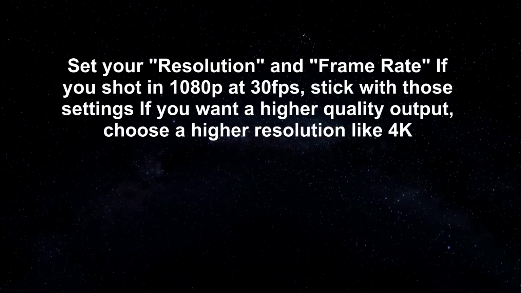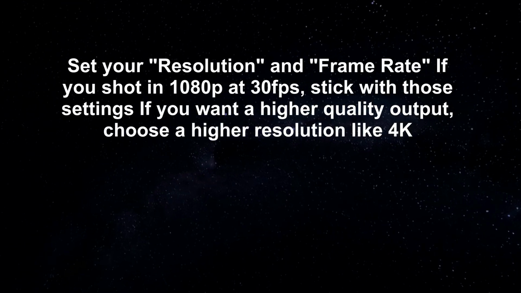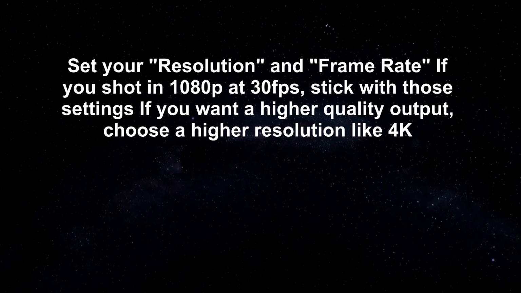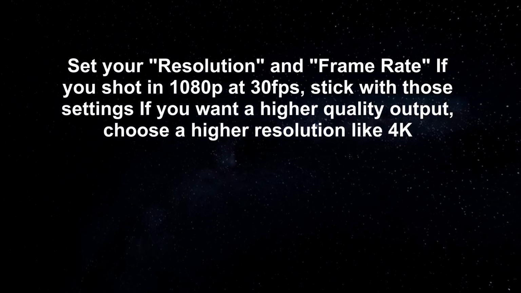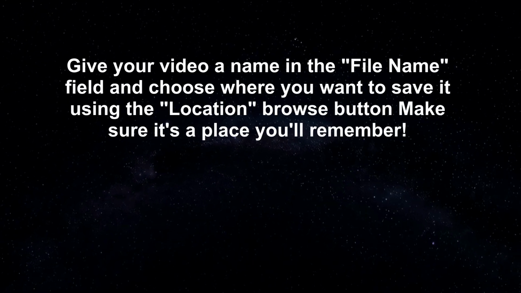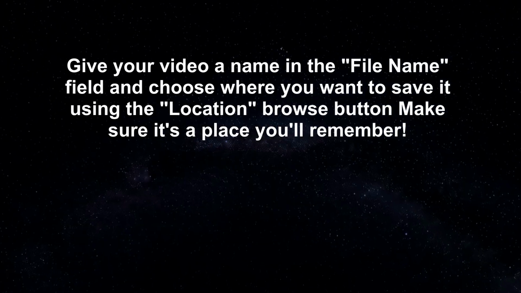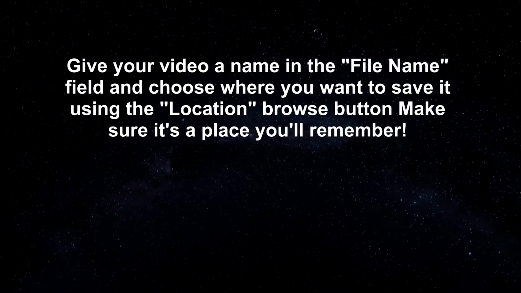Set your resolution and frame rate. If you shot in 1080p at 30 fps, stick with those settings. If you want a higher quality output, choose a higher resolution like 4K. Give your video a name in the file name field and choose where you want to save it using the Location Browse button. Make sure it's a place you'll remember.